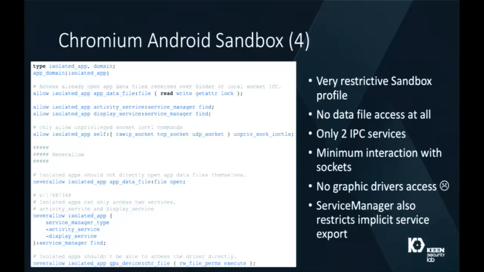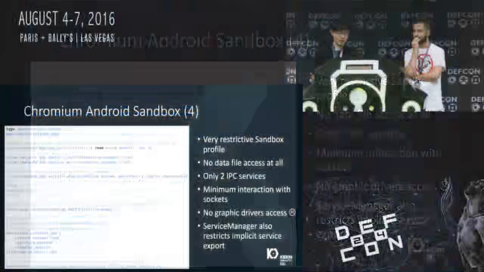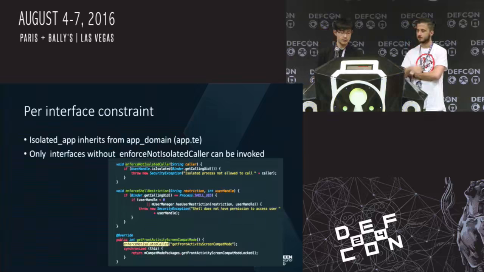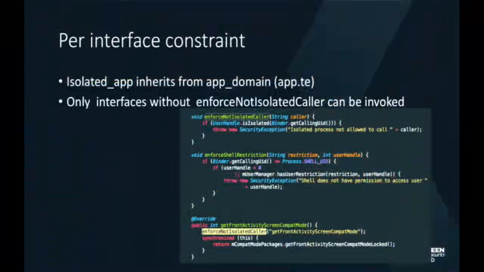We know graphics drivers have many bugs, but they explicitly specify that you cannot access graphics drivers from this isolated process. But you may think that there are two services, the activity service and display service, that you may access. Can you access all the interfaces of the two services? The answer is no, because there is an additional check in these interfaces. They enforce a not-isolated caller check, and it will actually use the Binder's feature to get the caller.